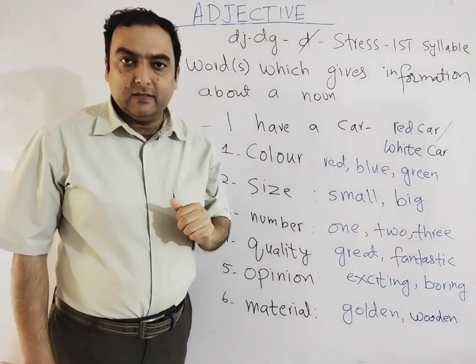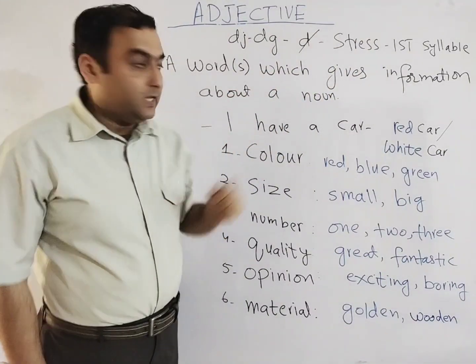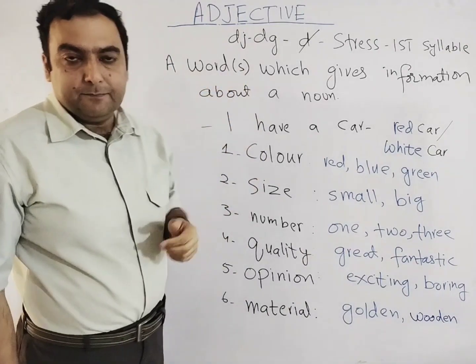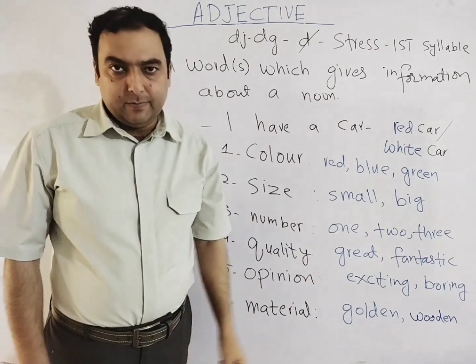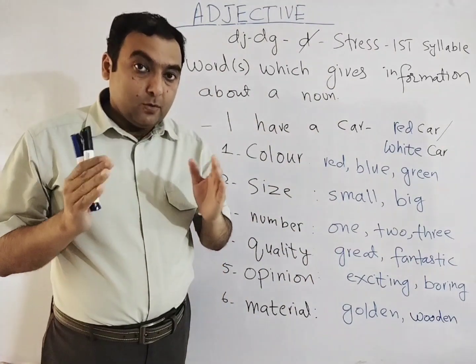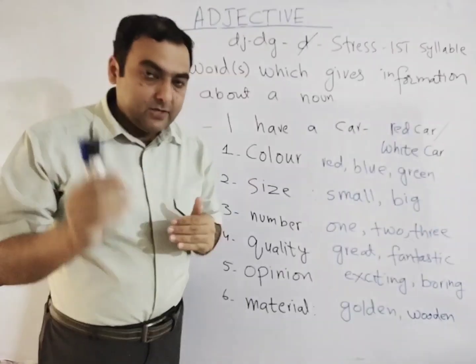So what is an adjective? Well, an adjective is a word, or could be words also, which gives us information about a noun. The role of an adjective is to give information about a noun.